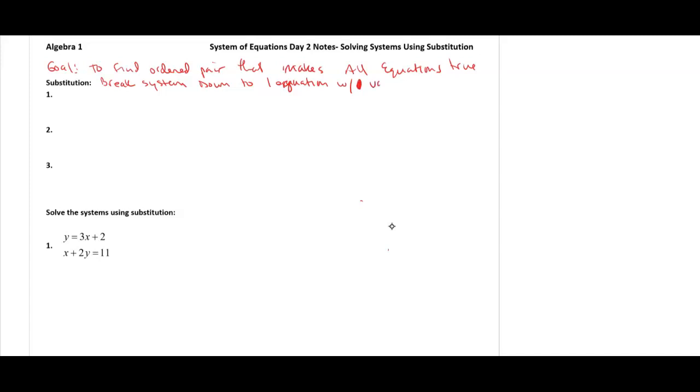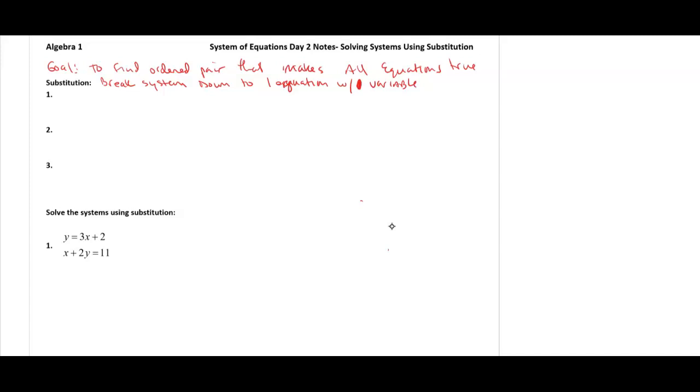Our goal is still to find the ordered pair that makes all the equations true. And when we solve these algebraically, we're going to add a second goal to this, and that's to break the system down to one equation with one variable.